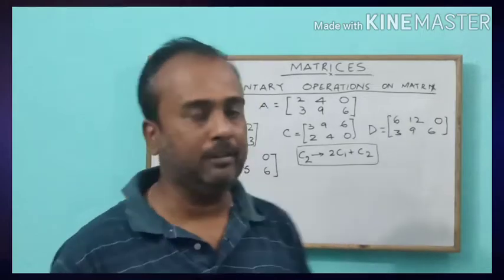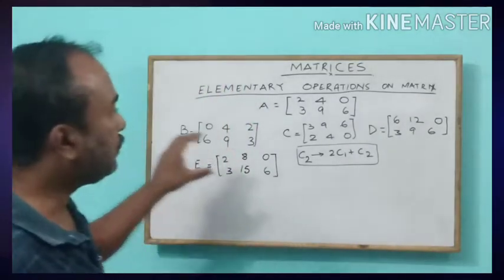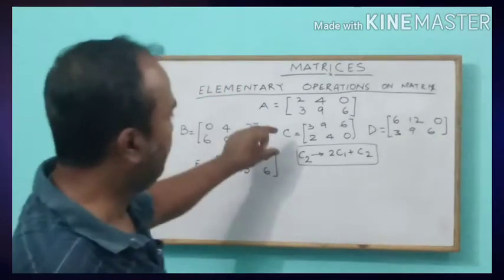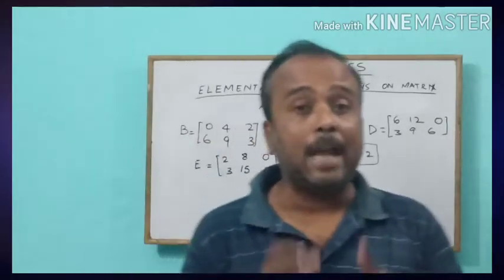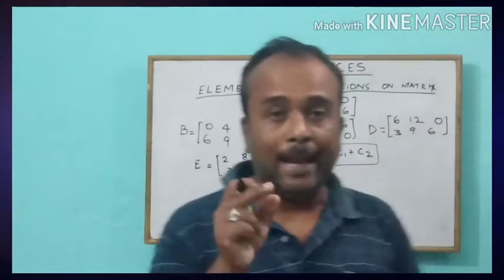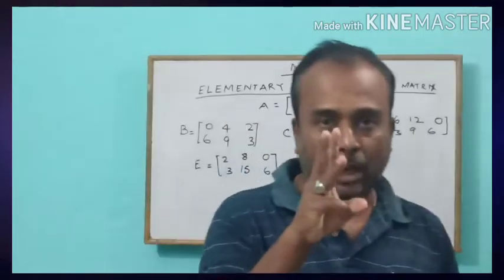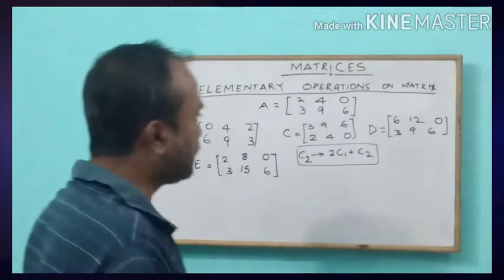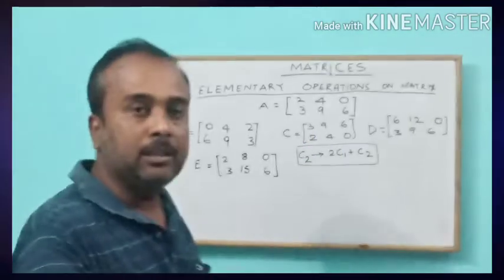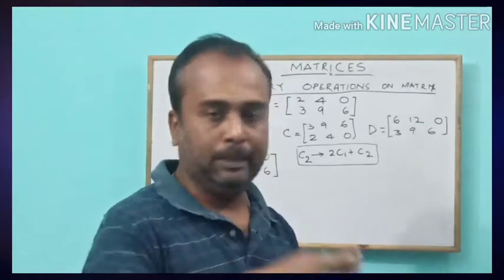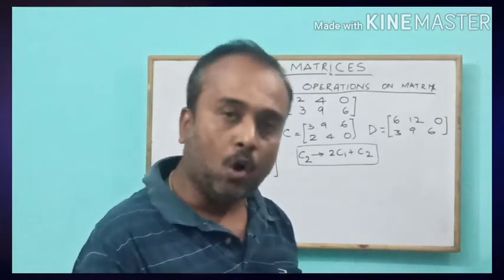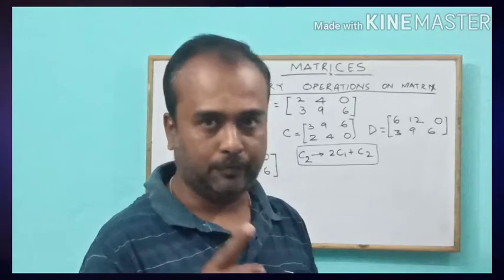So what we have noticed here is we get the matrices A, B, C, D, E from the matrix A after applying certain elementary operations. So elementary operations will be of 3 categories. First one is either we interchange between the rows, or we interchange between the columns. This is the first one.